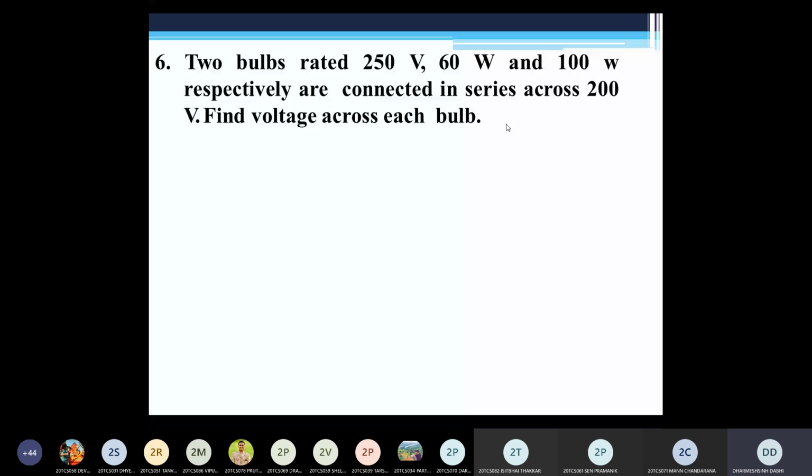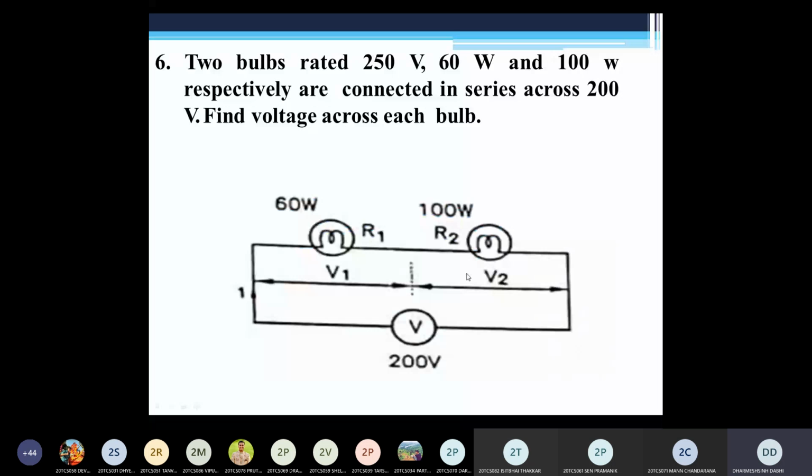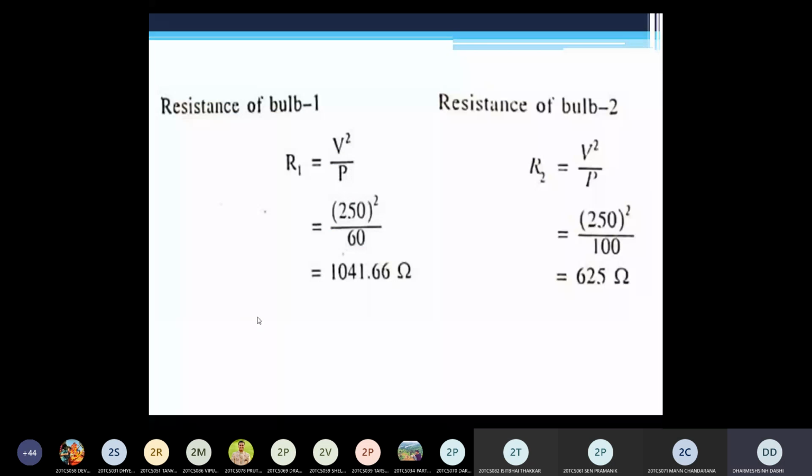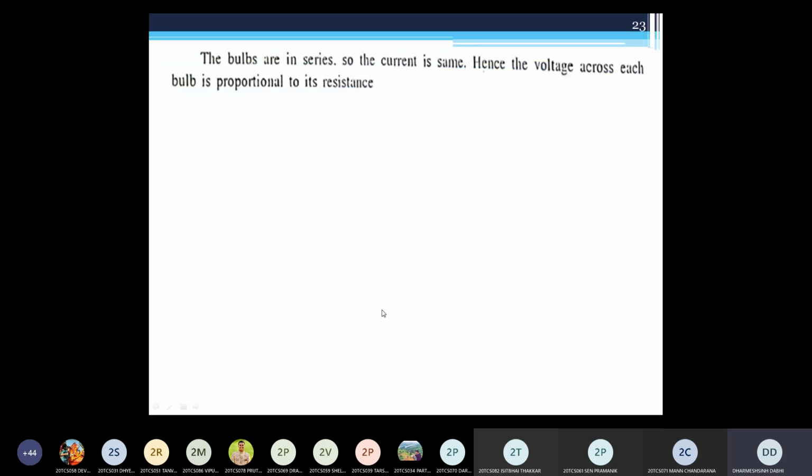So first, do the circuit diagram this way. R1, R2, voltage rating, 200 volt supply is given. Here I calculate this example in a different way compared to the previous example. First we calculate resistance R1, R2, which you already got: R1 1041.66, R2 625 ohm. Then calculate the voltage across each bulb.